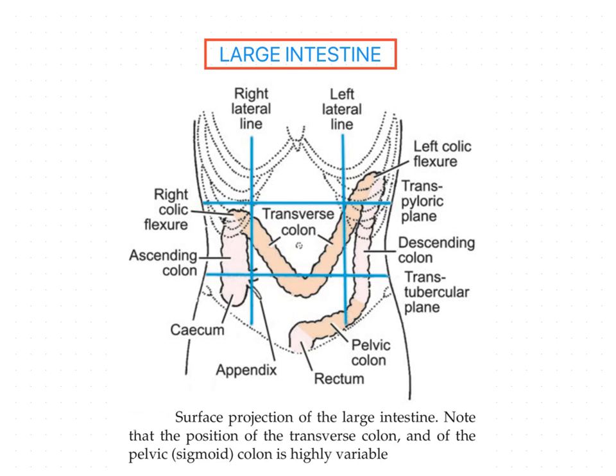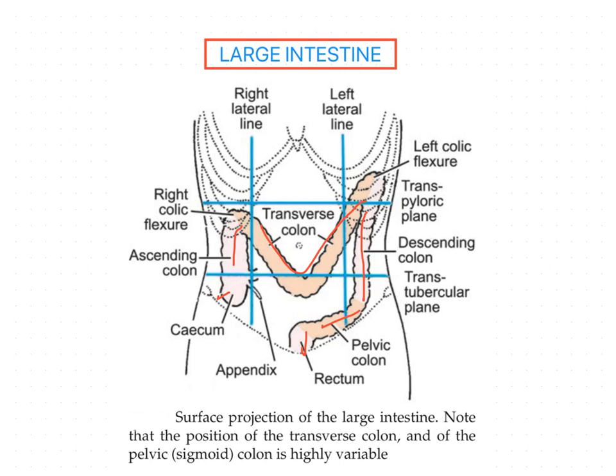Dear students, welcome back. In this session, we are going to discuss the large intestine. The large intestine is about 1.5 meters long. The main subdivisions of the large intestine are the cecum, ascending colon, transverse colon, descending colon, sigmoid colon, and then rectum and the anal canal.